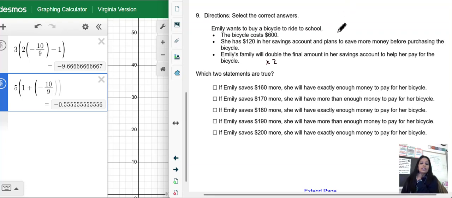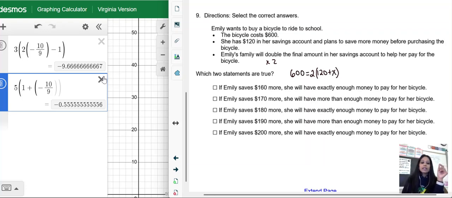Okay, so let's set up an equation here. We know that the bike costs $600. And to get to $600, she will see how much she needs to save. So she already has $120 and she needs to know how much more she needs to save. So we'll use x. And then also one more thing, her family will double it. So I'll multiply everything by 2. And then whatever money she has here has to add up to 600. So here is a good equation that would work out.